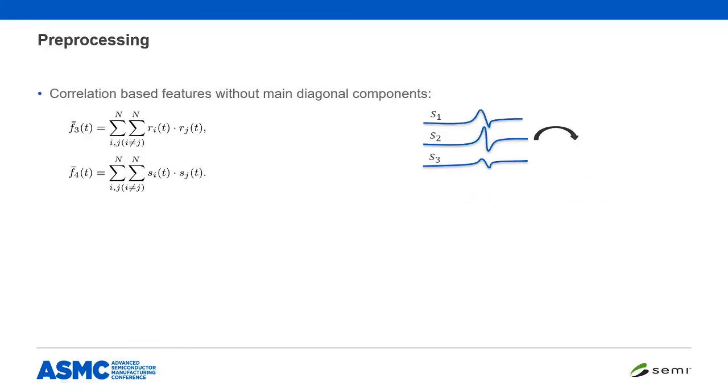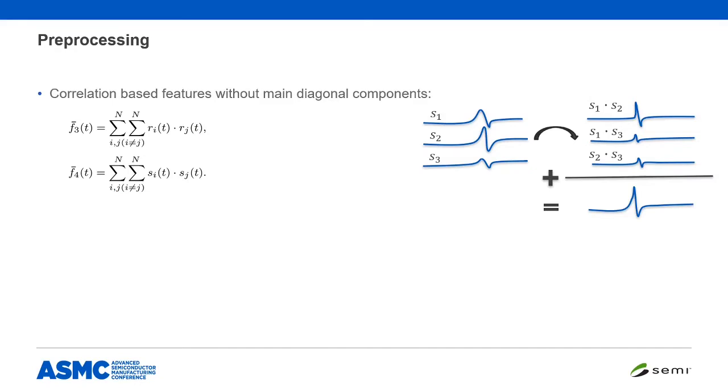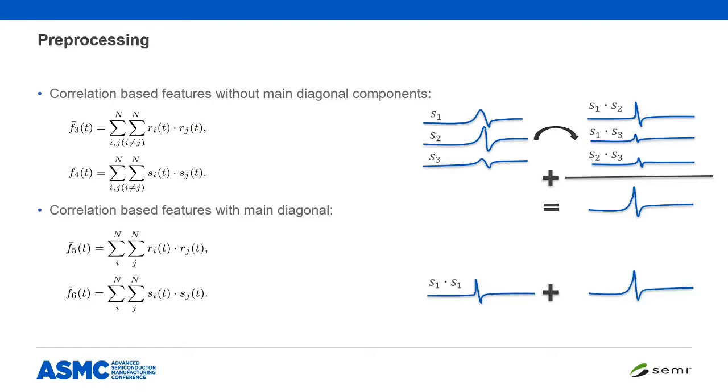The second class of features are the correlation-based features. Here we sum over pairwise products of features. This provides us with smoother features than the product methods. For feature 3 and 4, we only sum over the off-diagonal elements of the correlation matrix. And for feature 5 and 6, we also include the main diagonal of the correlation matrix. This puts more emphasis on the amplitude of the signal.